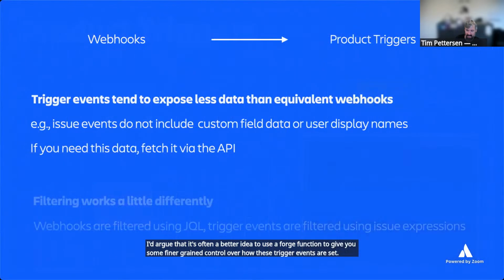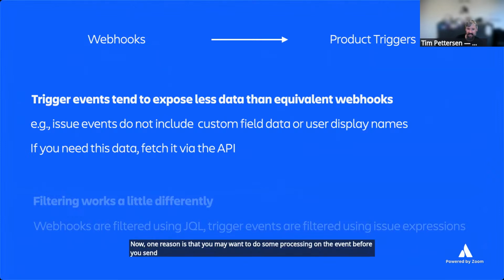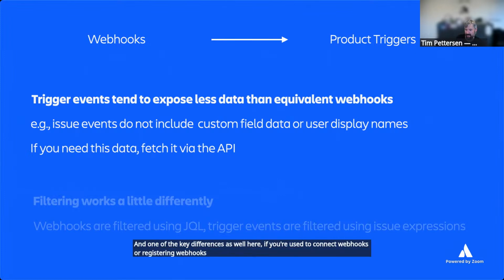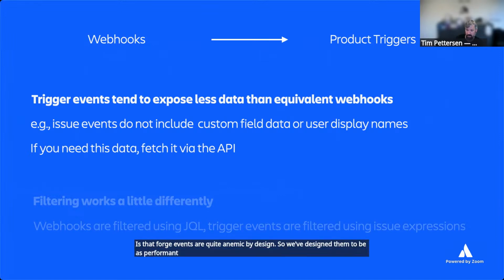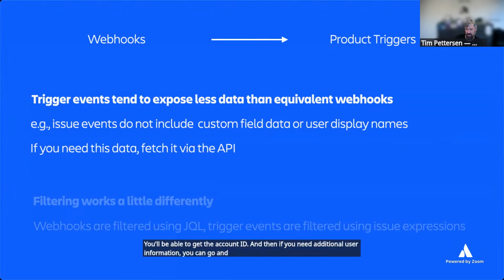Now, one reason is that you may want to do some processing on the event before you send it to the remote. And one of the key differences as well here, if you're used to Connect webhooks or registering webhooks directly via Jira administration, is that Forge events are quite anemic by design. So we've designed them to be as performant as possible and also not leak crazy amounts of data. So by default, a Forge app will have no user display names. You'll be able to get the account ID, and then if you need additional user information, you can go and fetch that from the API.